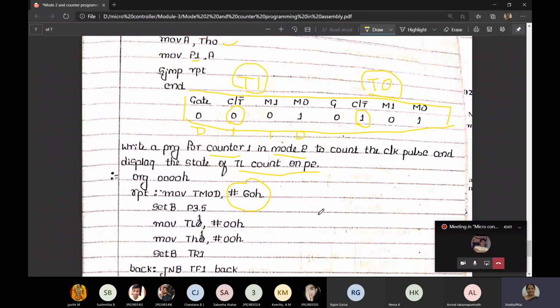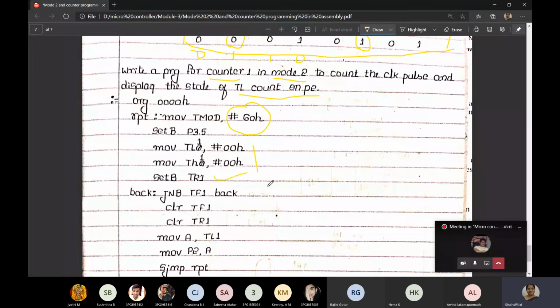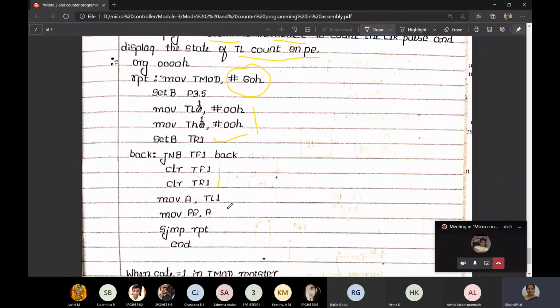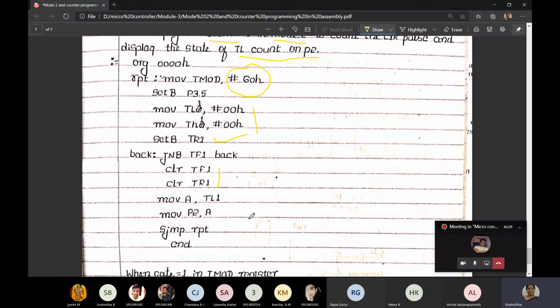Rest all is simple. Since we have to count the clock pulse, set the bit P3.5. Just move the 0, 0 to timer 1, that is TL1 and TH1. Start the timer, it will start. The flag will be checked and then both will be cleared. So whatever is there is sent to the accumulator. From the accumulator it is sent to port P2. So these are some of the programs in counter and in mode 2 programming.